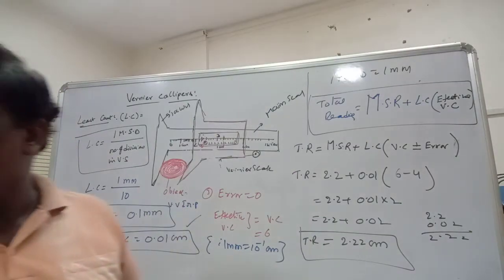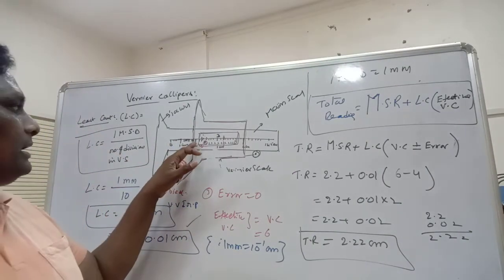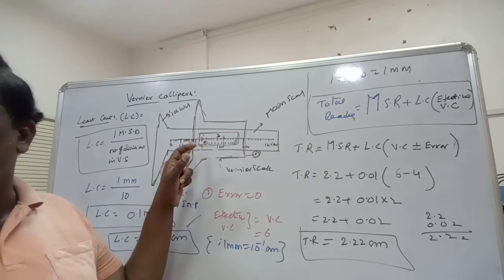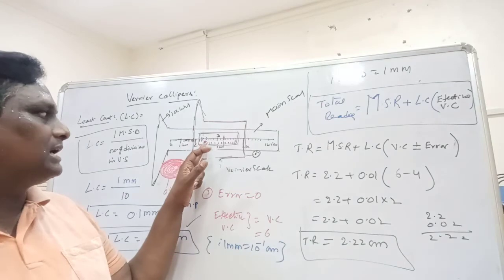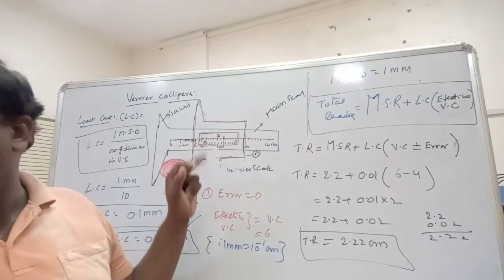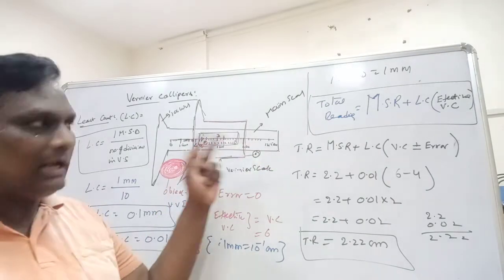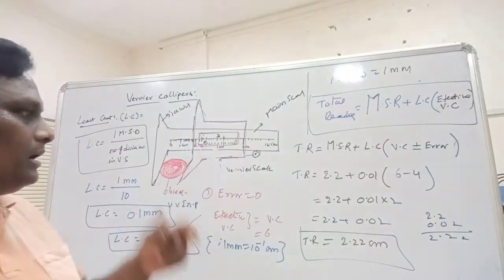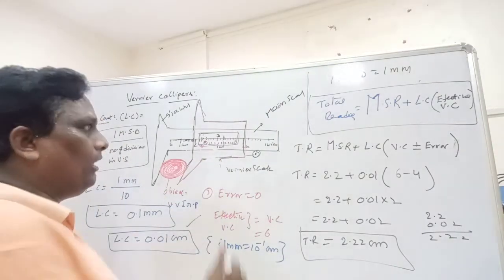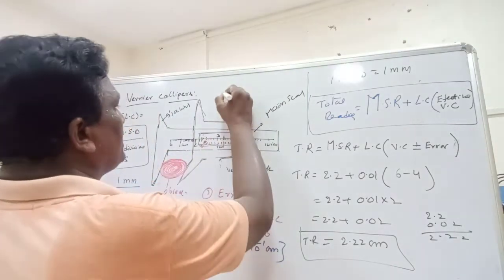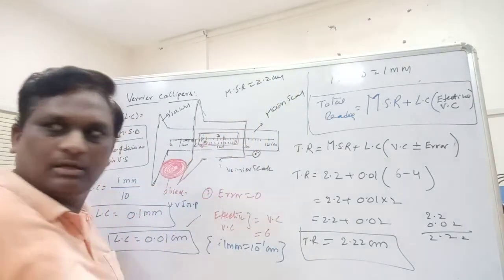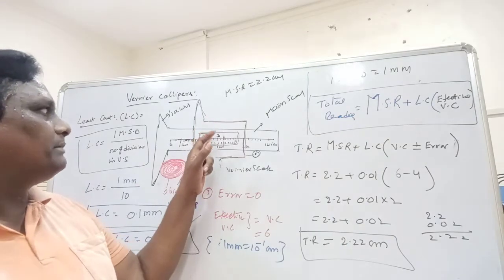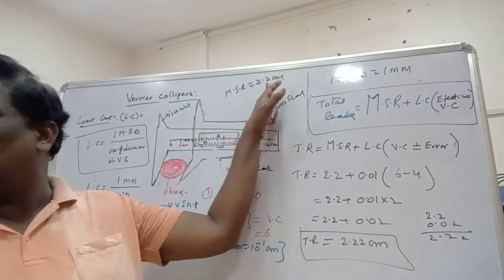Now how to find the values? See where the 0 of the Vernier scale is on the main scale. Suppose the 0 of the Vernier scale is in between 2.2 and 2.3 on the main scale. So you take the left side value only. Therefore the main scale reading in this case is 2.2 centimeters. Means by using the main scale we can find only one decimal value.